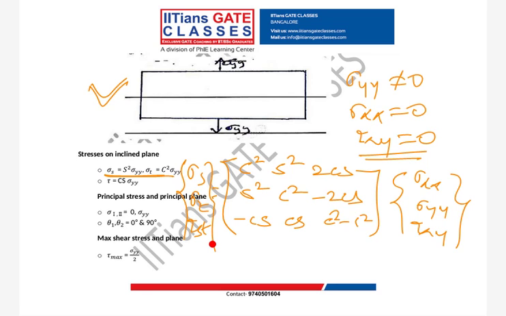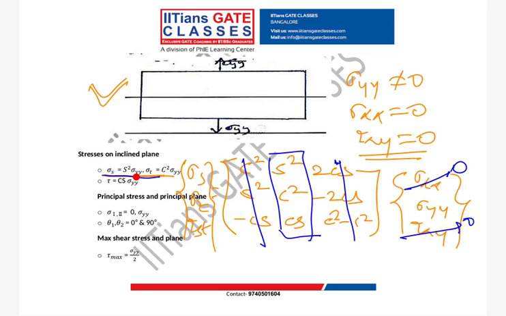Now guys, look here, this is 0, this is 0, so what column will be important? Only this one; this will be neglected, this will also be neglected. So you can see here sigma s is what? S square into sigma y. Sigma t is C square into sigma y. Tau is Cs into sigma y. Clear? Okay.